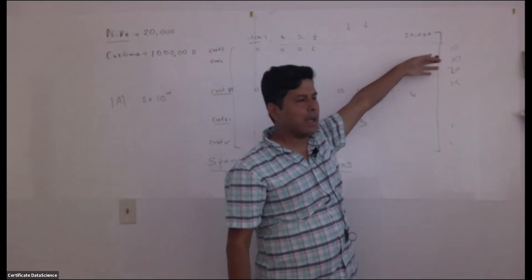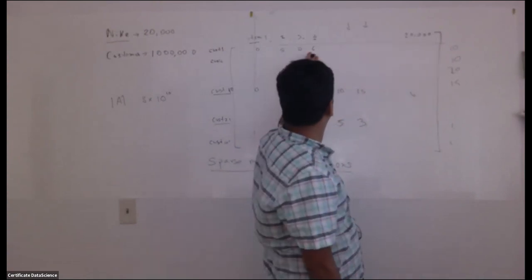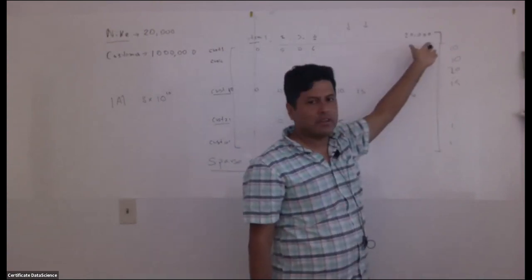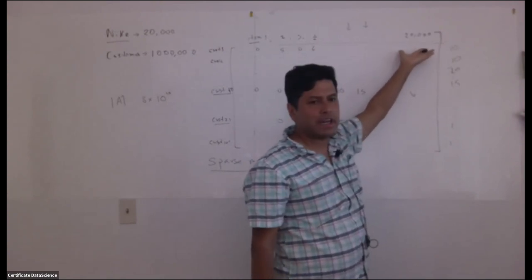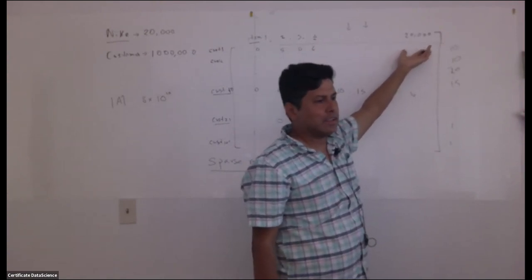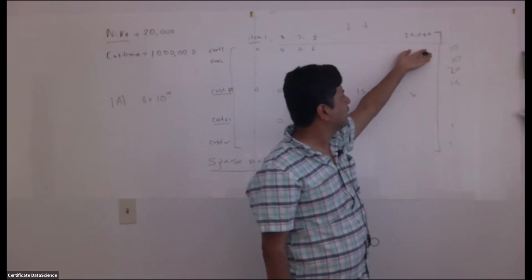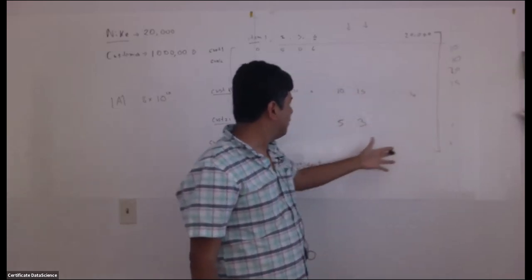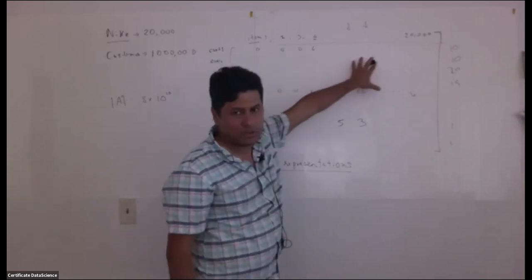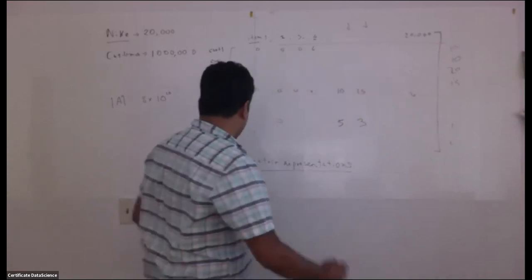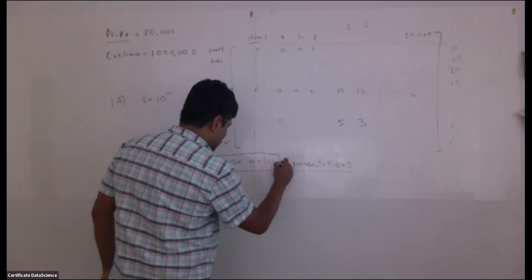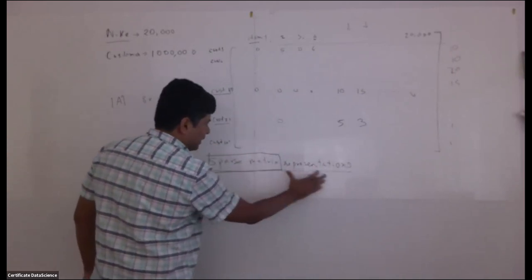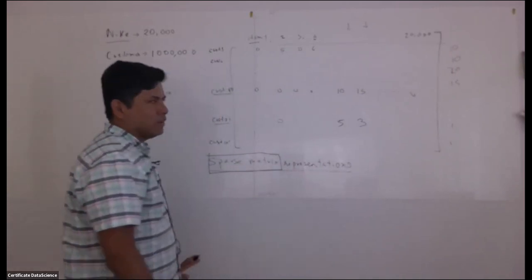Most of them are zero. Is there any way I can actually store information of these numbers, not zeros? Then probably anything that I don't have a value for, I can say that's a zero. So these matrices where most of the elements are zero are called sparse matrices. This is called sparse.